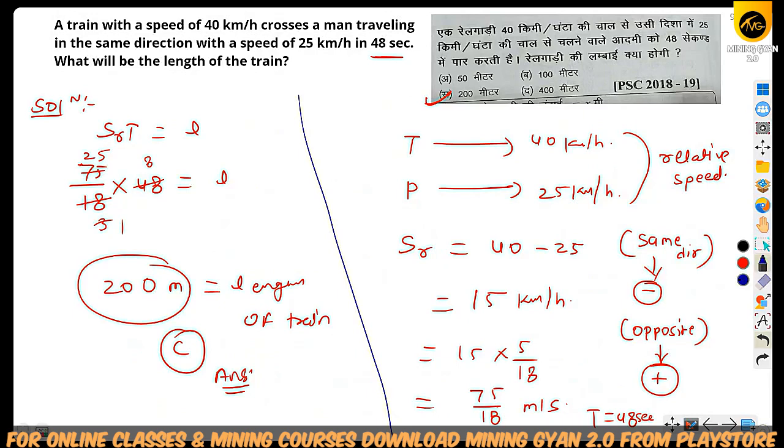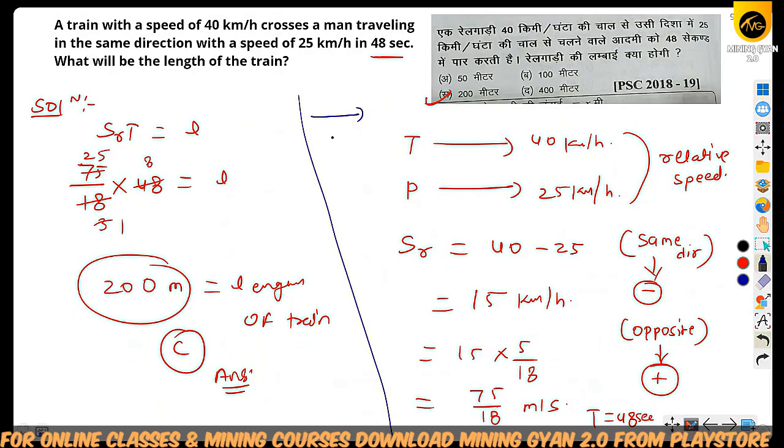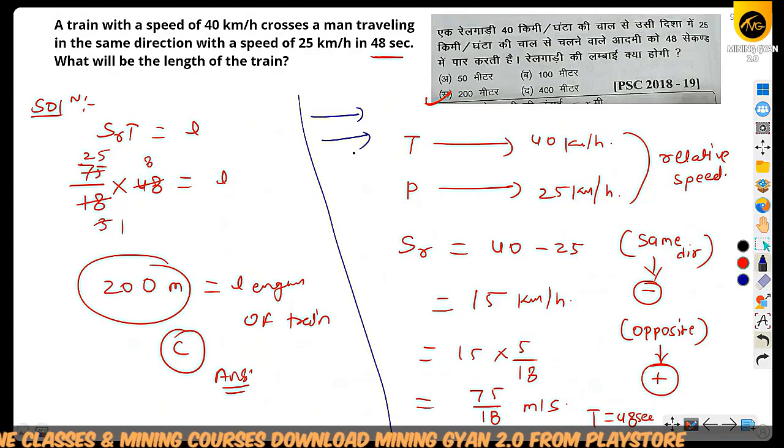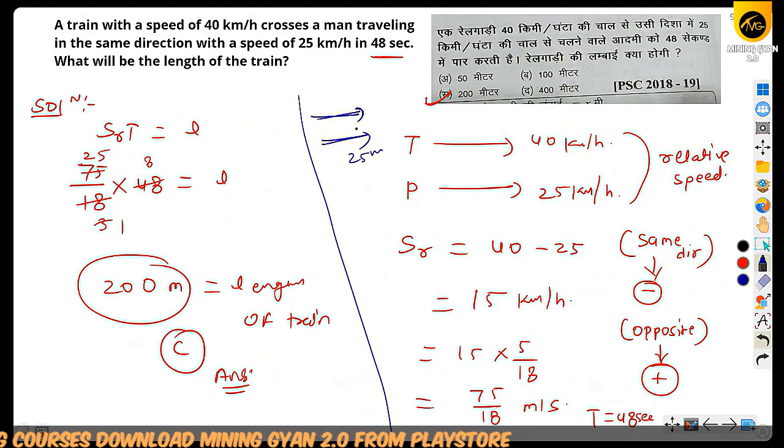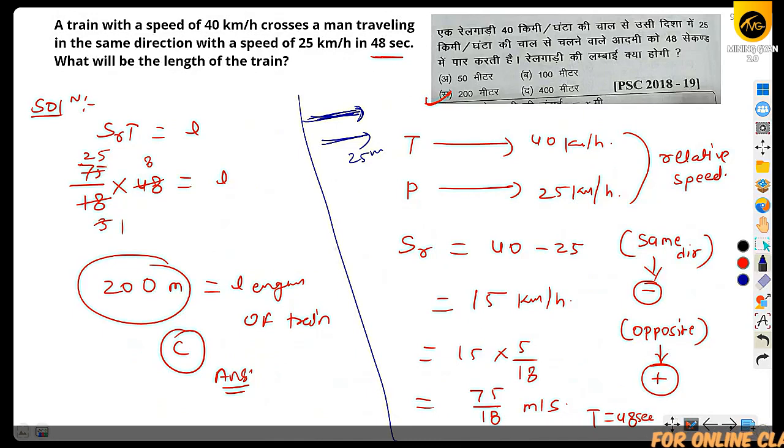Okay, is it clear? So basically, if a train is going at 40 kilometers per hour and a person is walking at 25 kilometers per hour in the same direction, then the train will cross that person in 48 seconds. So basically the total length of the train is 200 meters, which crosses that person who is already moving at a speed of 25 kilometers per hour, in 48 seconds.